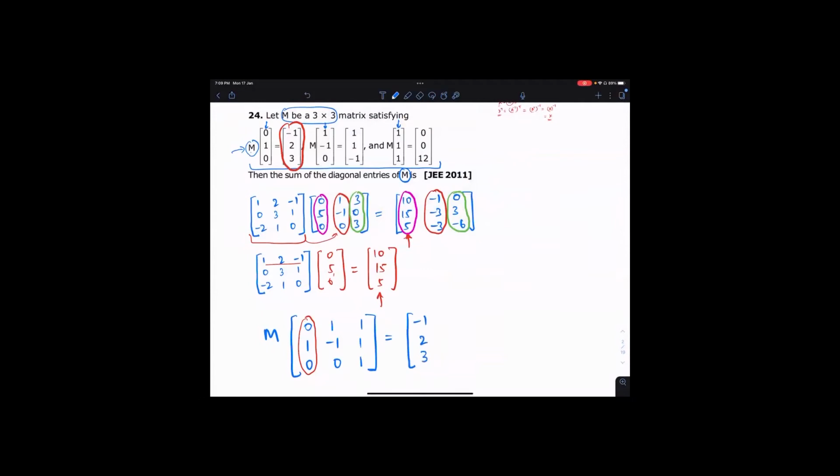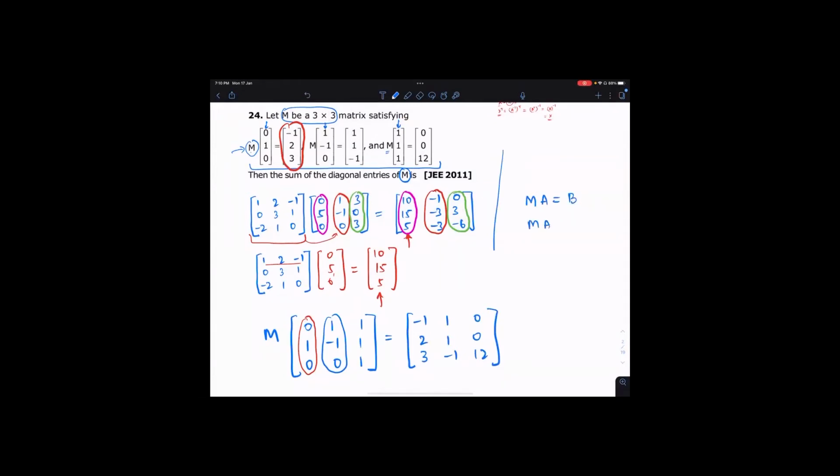If you multiply matrix M with the second column, you're going to get 1, 1, 1, minus 1. Correct? If you multiply the matrix M with the third column, you're going to get 0, 0, 12. That's all. That is the basic funda which I want to. After this, you can do. Why I'll tell you. Because this is simply matrix M into A equals to some matrix B.